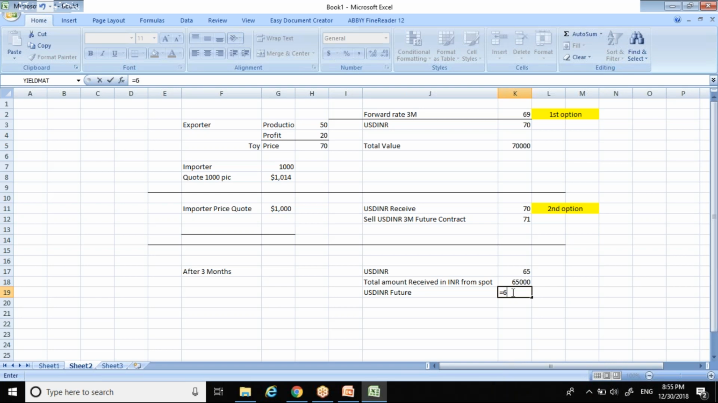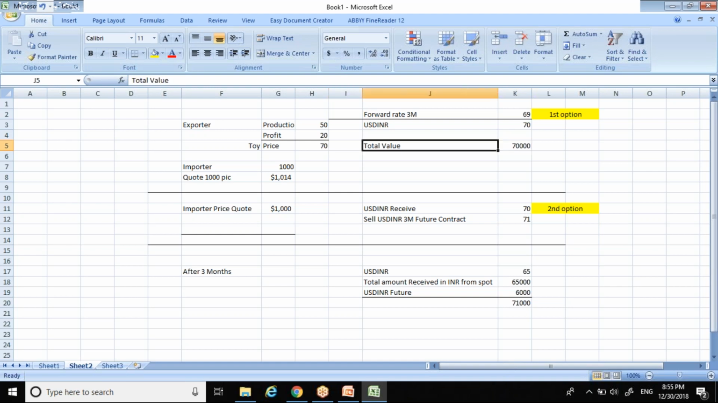Okay, so that is called a short position. So you sell at 71, you buy at 65, the difference is 6 rupees, your profit. Into how many dollars? 1,000, same quantity. So 6,000 you make here. So in total, you are making actually a profit of 71,000. In fact, you're getting 1,000 extra than the desired amount.